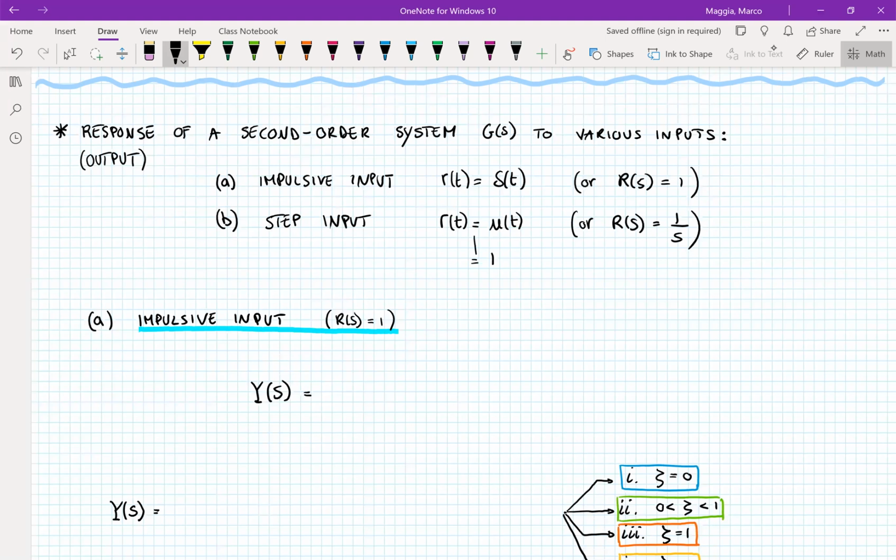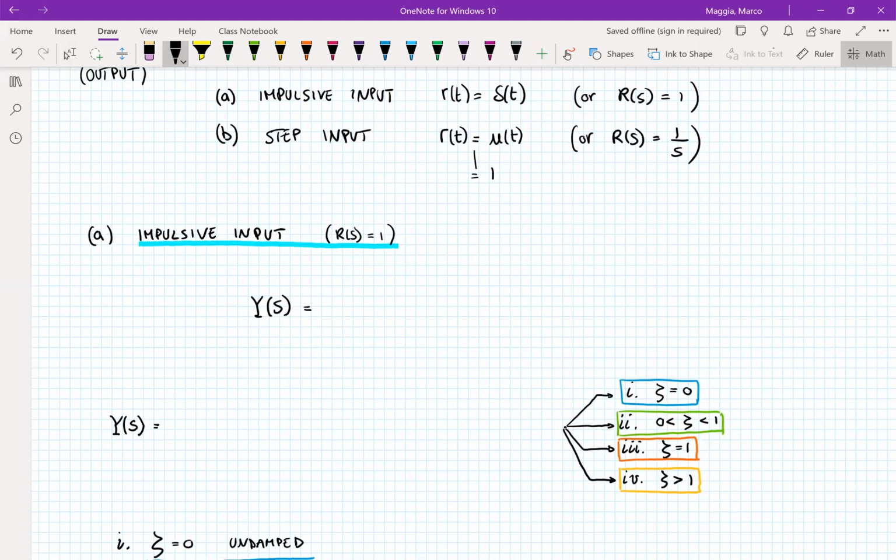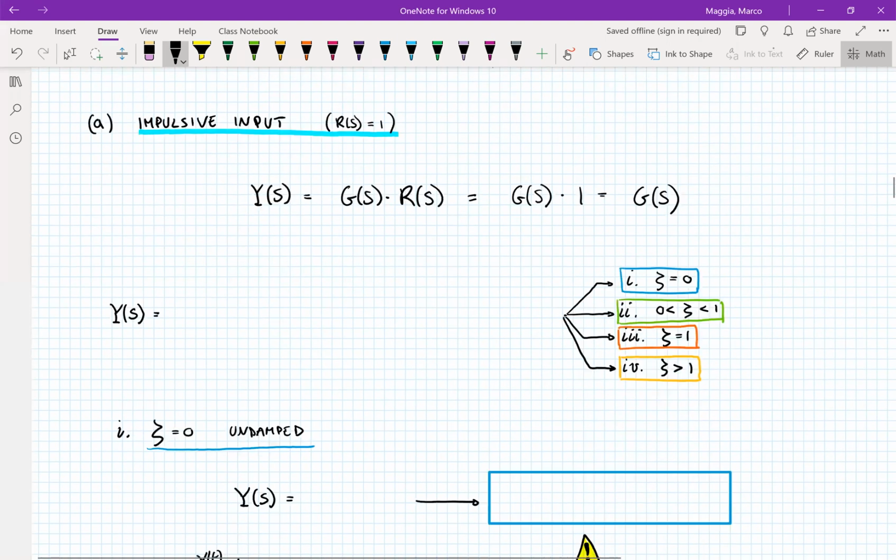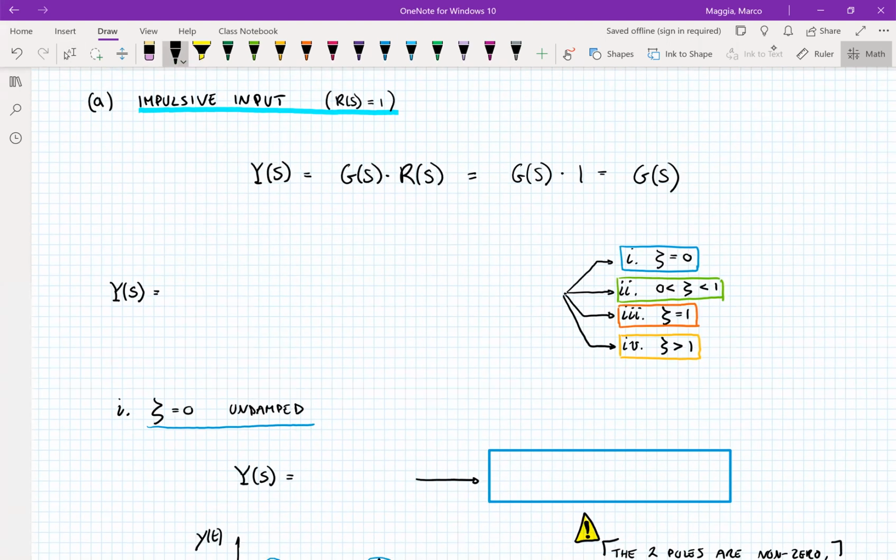All right, so if we have an impulsive input, the output being the transfer function times the input, but the impulsive input is equal to 1. So the output is simply equal to the transfer function of the system itself. So in this case, since we're considering a second order system, the output is going to be equal to G of s, that is the second order transfer function that we saw earlier. That is omega n squared over s squared plus 2 zeta omega n s plus omega n squared.